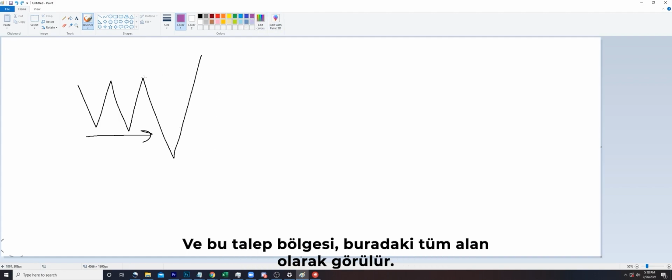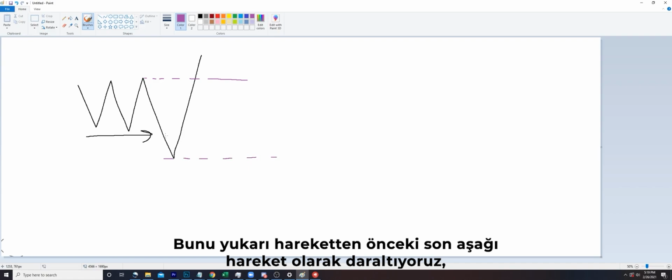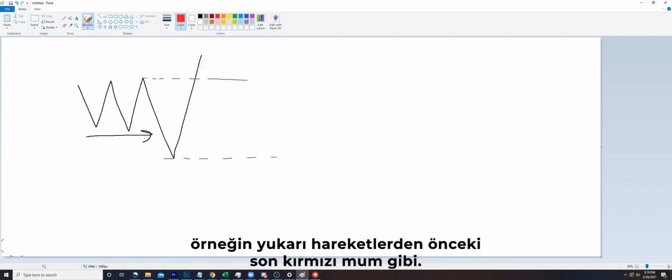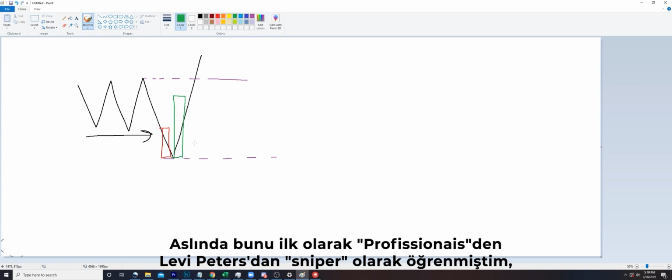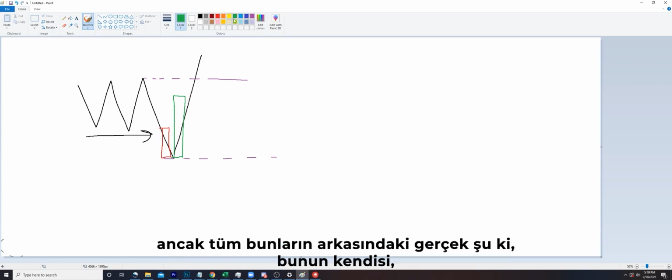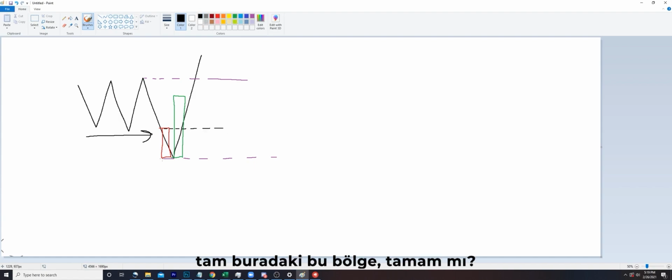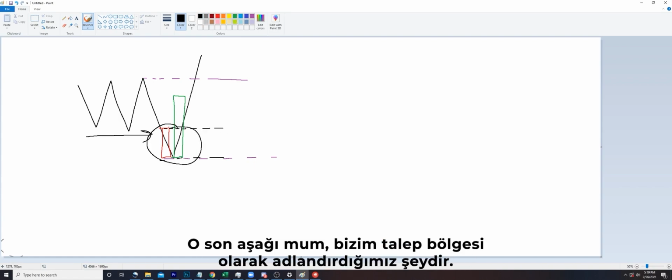And that demand zone is seen as this entire area here. Now, refining that to the last down move before the up move, such as the final red candle before the price moves up, has been coined to have many different names. I actually learned it originally from Levi Peters as the sniper, but the reality behind all of it is that this zone right here, that last down candle, is what we call a demand zone.